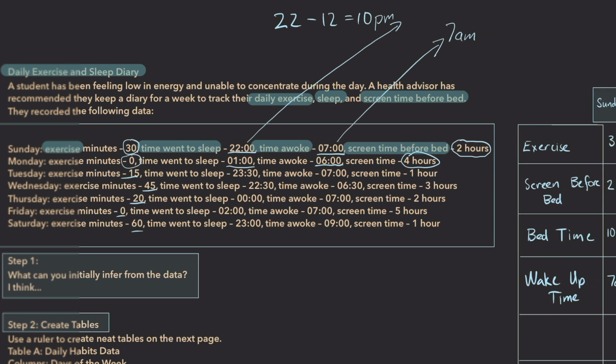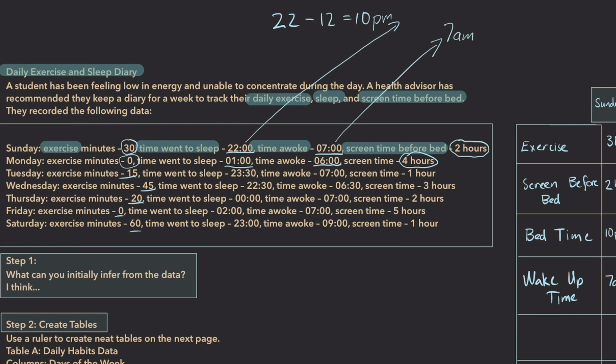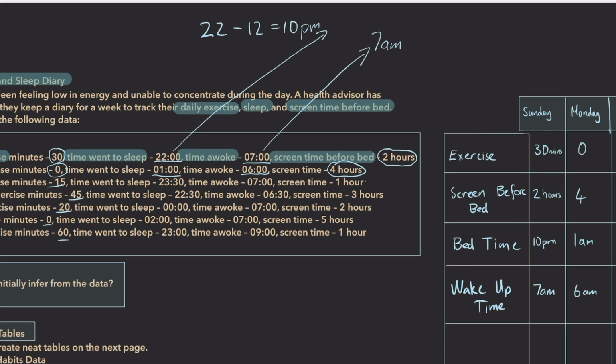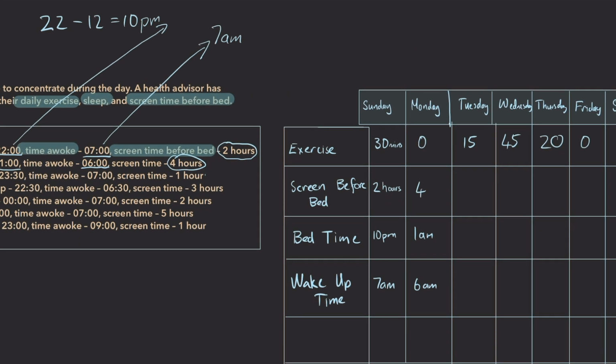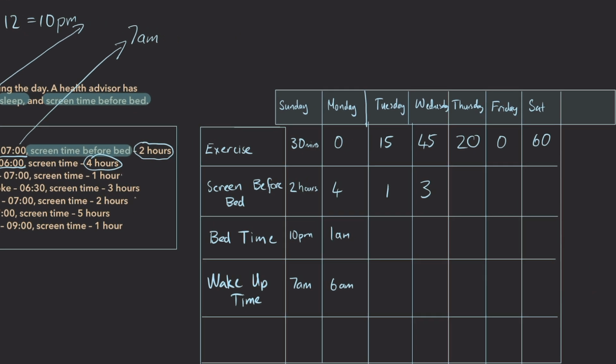Friday is 0 and Saturday is 60. So we're just populating all our exercise times in. Then we've got to do screen time before bed. So Tuesday is 1 hour. So screen before bed is 1 hour. Then it's 3 hours. Then it's 2 hours, 5 hours, 1 hour.